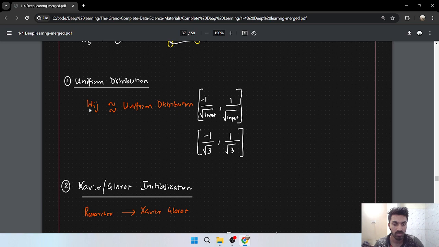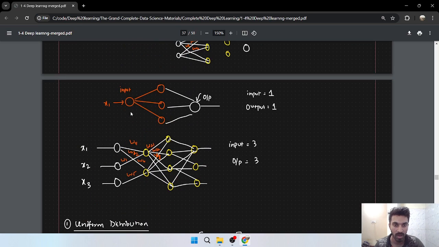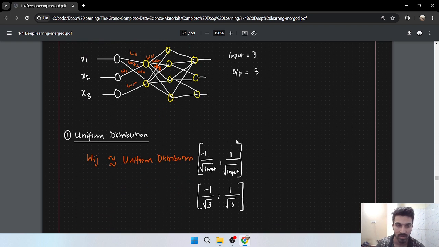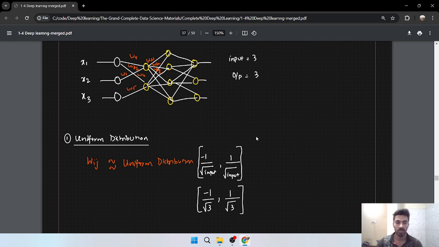So in uniform distribution we have a formula like this: Wij equal to uniform distribution of minus 1 upon under root of input, comma, 1 upon under root of input. So if your input value is 3, then it becomes minus 1 by root 3 comma 1 by root 3. So this is a uniform distribution. Uniform basically creates a bell curve.